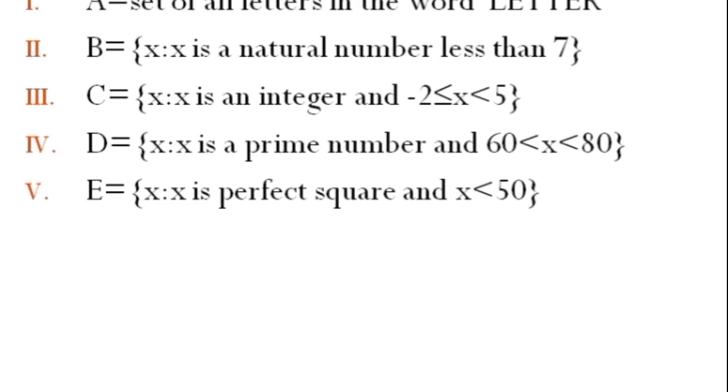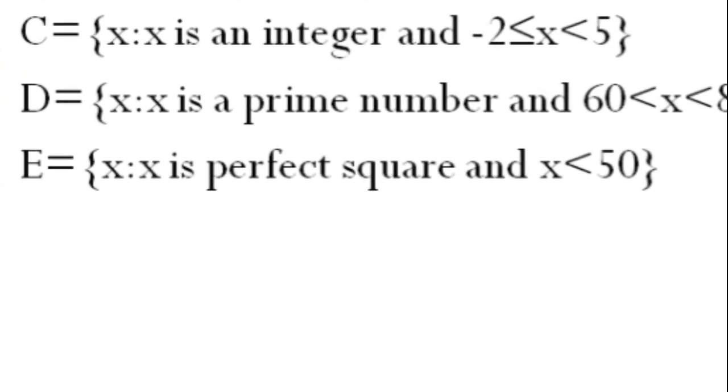Question number 5. E is a set of x where x is a perfect square and x is less than 50. Let's start to write in roster form. So our question is, E is a set of x where x is a perfect square and x is less than 50. So we have to find perfect squares between 1 to 49.